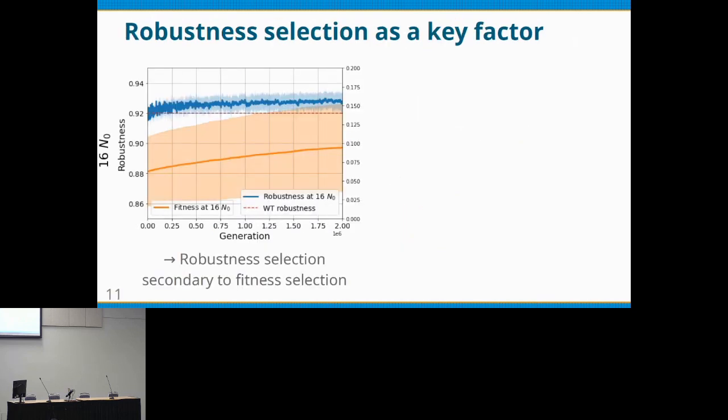So we did measure both fitness and robustness in our simulations, and here is the time series of our data for robustness and fitness in our experiment where we multiplied the population size by 16. We can see that both increase, which is quite expected because increasing the population size increases the efficacy of both types of selection. So we do reach better fitness and robustness.